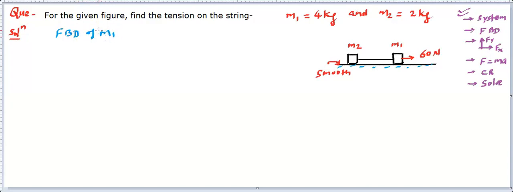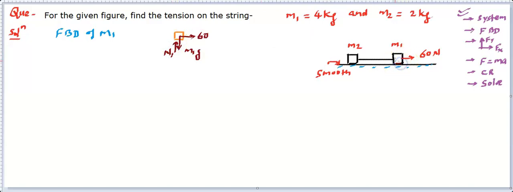Here I'm drawing separately. Later on you can start drawing in the figure itself and quickly write equations. You will gain speed once you know what to do. So what will the free body diagram of M1 look like? You just draw the particle, maybe just a point, and then see what forces it is subjected to. There is a 60 Newton force that is acting. Then there's going to be an mg force, so that's m1 into g. There is a normal reaction coming from the ground, that is a contact force, so you can write it as N1.